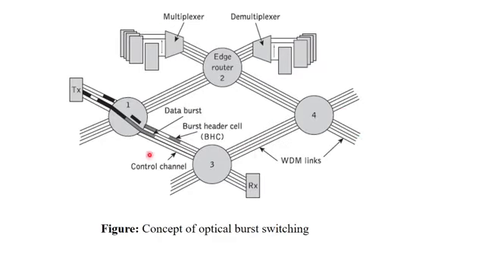So this diagram indicates the concept of optical burst switching. Here we can observe a transmitter and a receiver. This is one edge node, this is another edge node, and like that we have one more edge router, and there are several lines we can observe over here. The long one is the data burst, and the smaller one is the burst header cell. What I called the label in the previous slide is the burst header cell.